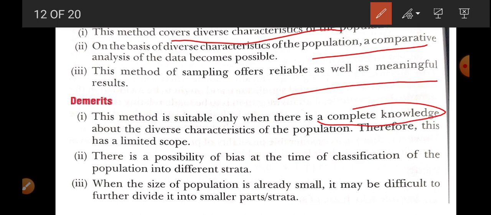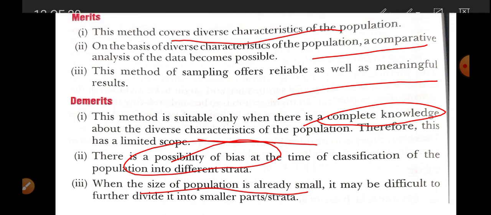Demerits: first of all, you should know about the whole population, I mean all the members, then only you are able to make the groups. Okay, there is always a possibility of biasness. If the size is small, you can't use this method.